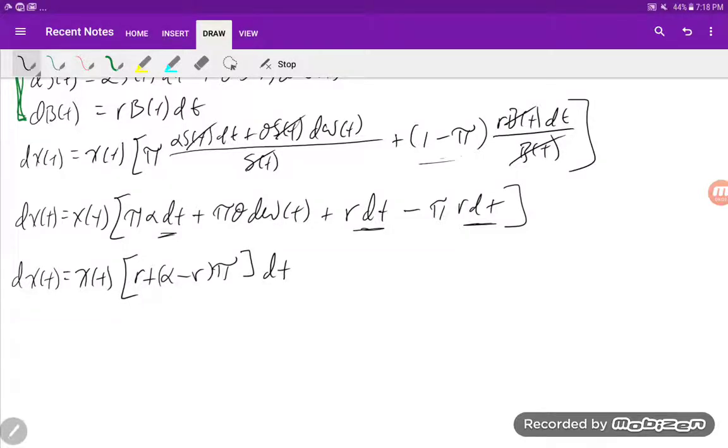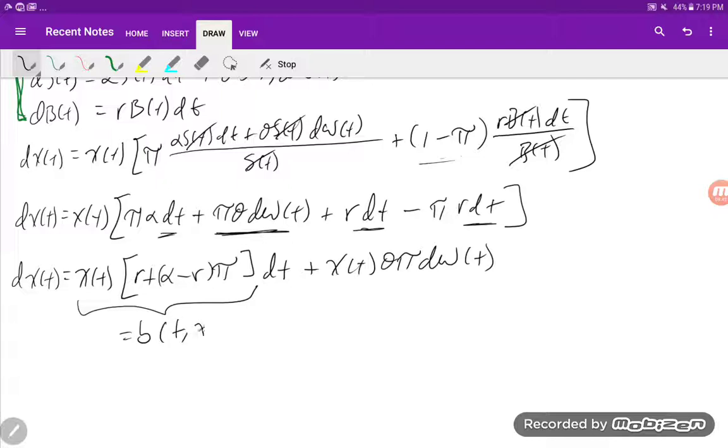I'm going to split these xt terms up now too, and then plus xt, and then here we add sigma pi dwt. All right, so these are our worked out simplified dynamics. Now, moving forward, let's call this term here b, some function b of t, x, pi.